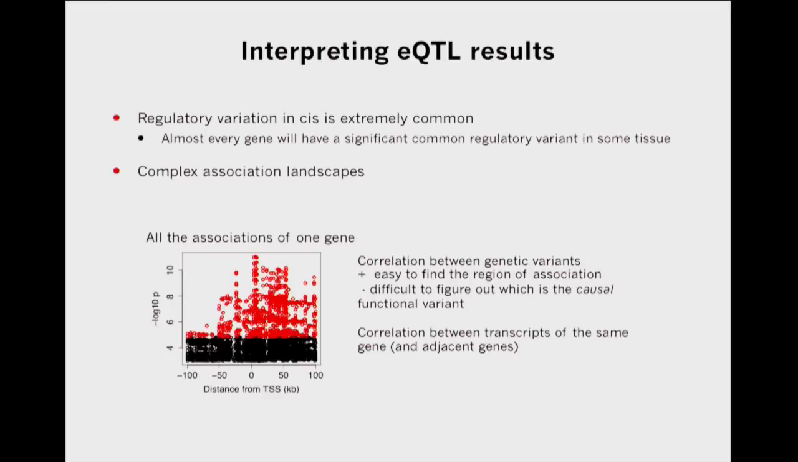And once we start looking at more tissues and larger sample sizes, we're going to end up in a situation where every single gene has some kind of significant association. And as we talked about before, these association landscapes tend to be pretty complex. So here I'm showing an example of what an association landscape of one gene looks like. Here in the middle you would have the transcription start site, and I think the gene body was then this way. And this is just the closest 100 kb.